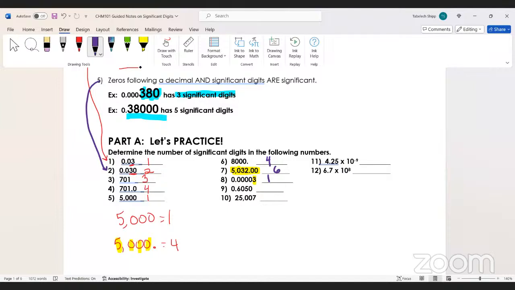Okay. Now, the next example for number 9, we have 0.6050. Here's the deal. That 0 that's sandwiched in between the 6 and the 5 counts. So therefore, the 605 counts, but guess what? So does this 0 on the very end. So therefore, you have 4 significant digits in that particular number.